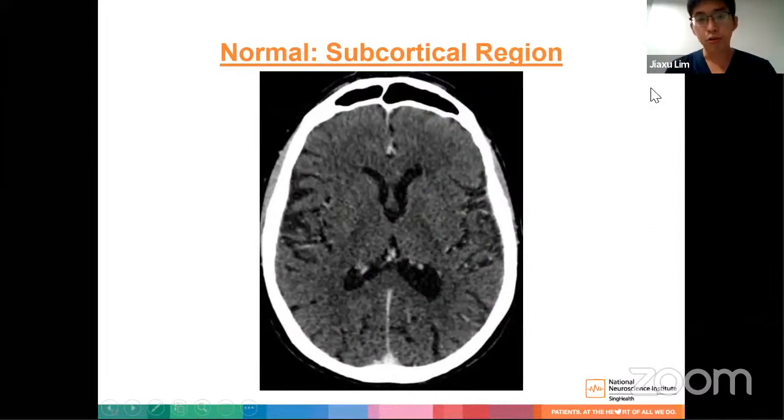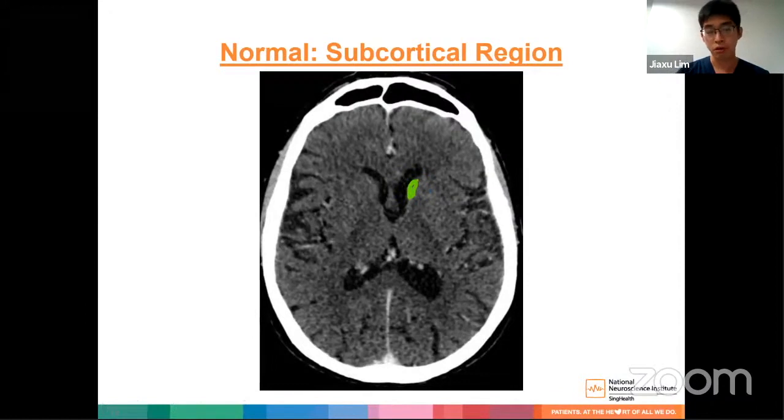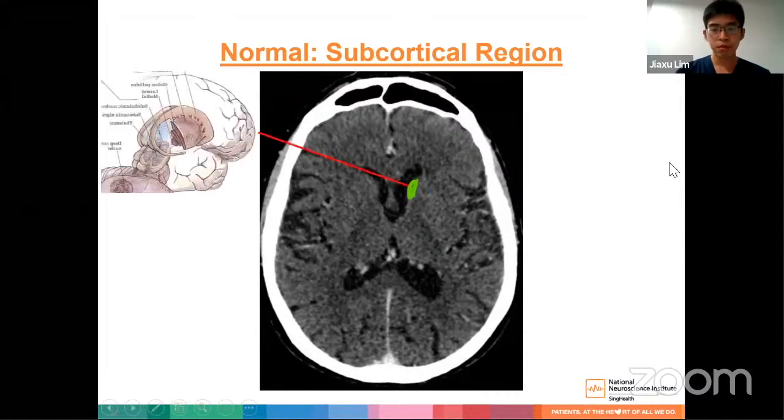Let's talk about the subcortical region. We see this structure over here. This is the head of the caudate. We know this because it is just lateral to the frontal horns of the lateral ventricle. Next, we can identify the thalamus. The thalamus is the superior aspect of the lateral wall of the third ventricle, which is just seen over here.